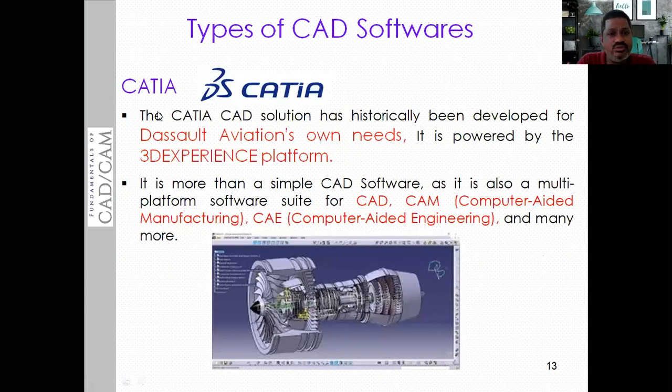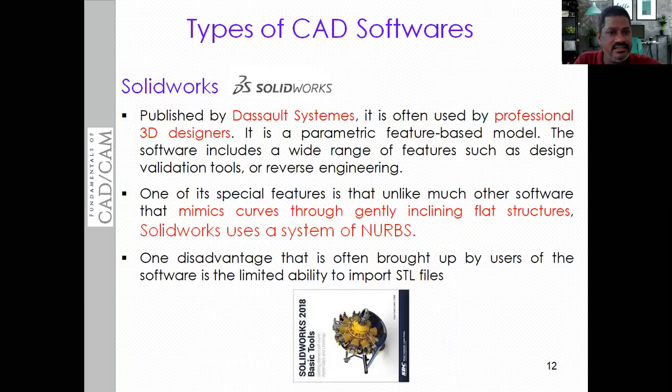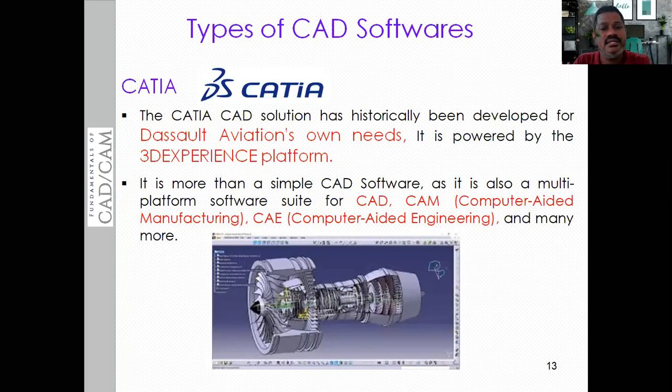Now you have other software, that is Catia software. Catia is also one of the powerful tools to generate 3D CAD models. It is also from Dassault Aviation's own needs. This Catia software is developed for their own needs, because Dassault is one of the companies, as I said, SolidWorks was developed by Dassault, and Catia is also developed by the Dassault company, but for their own needs. They have the aviation company, so they are going to take up projects commercially. So for their purpose, they developed this Catia software.